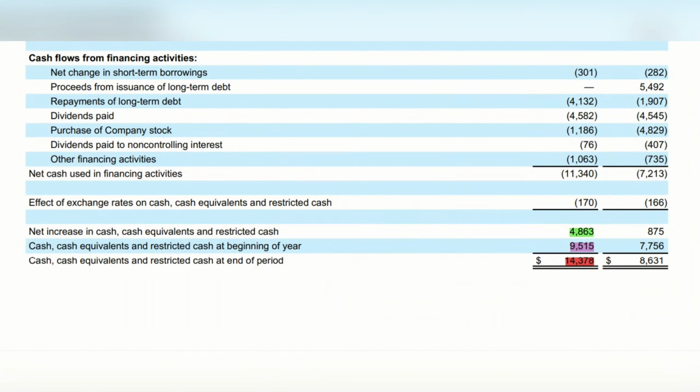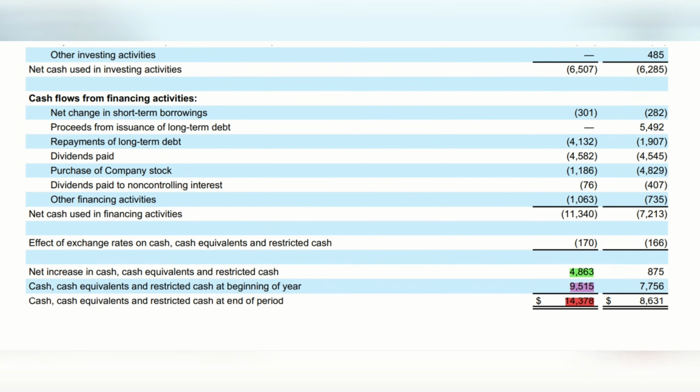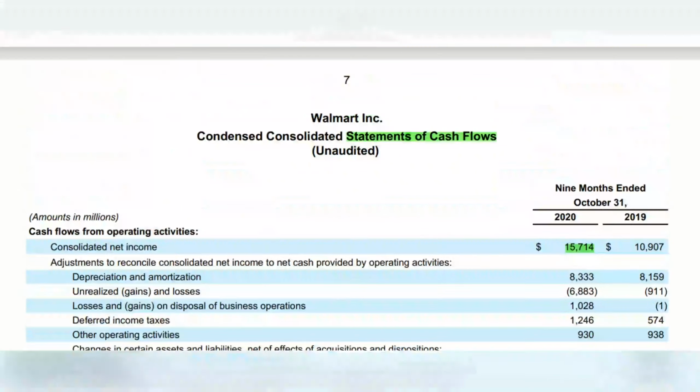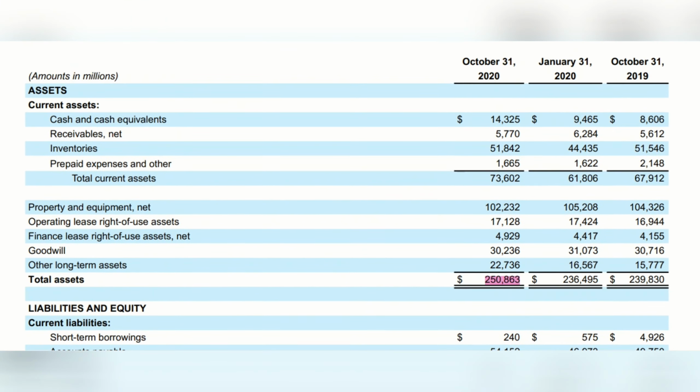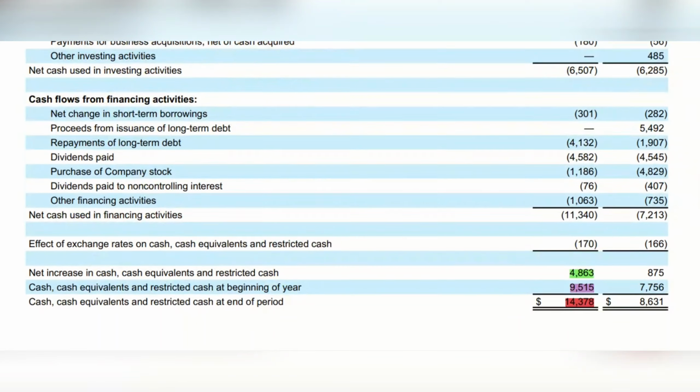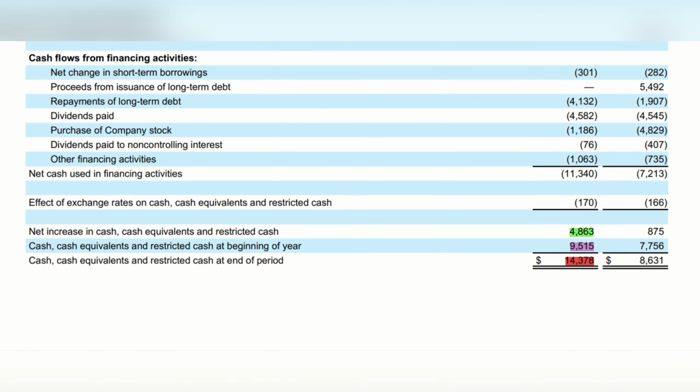So at the very bottom, we got cash, cash equivalents, and restricted cash at the end of the period. 14,378. If you want to see how this ties up, then you can head back up to the balance sheet. The top line of the balance sheet will be the cash and cash equivalents, which is 14,325. So there's a small difference there, and that's probably because, well, this line is cash and cash equivalents, whereas our other line at the bottom was cash, cash equivalents, and restricted cash. So a tiny difference, but you can see how it all ties up.